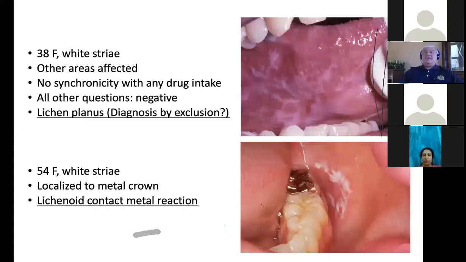So you see, leukoplakia is a diagnosis of exclusion. You rule out all other white lesions and you arrive at a diagnosis of leukoplakia, in the same way that even lichen planus is a diagnosis by exclusion. You have to rule out all other lichenoid reactions. And so the second case, a 54-year-old female with white striae, and you can clearly see that the white striae are localized to that metal crown. And there were no other lesions in the oral cavity.